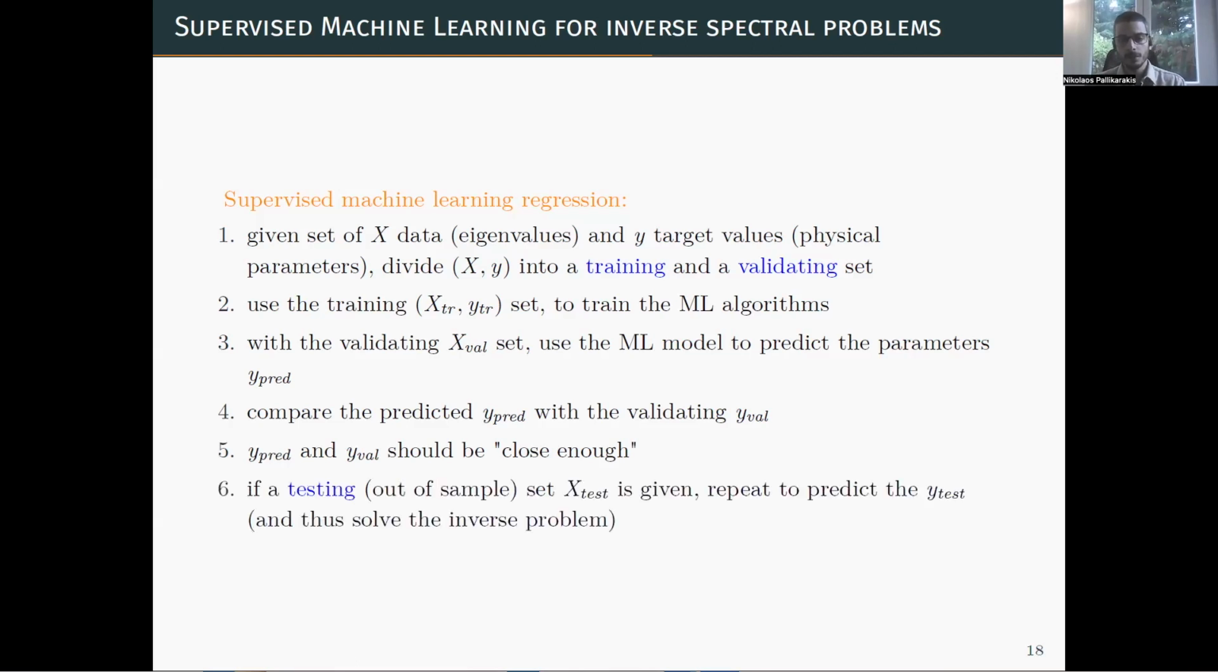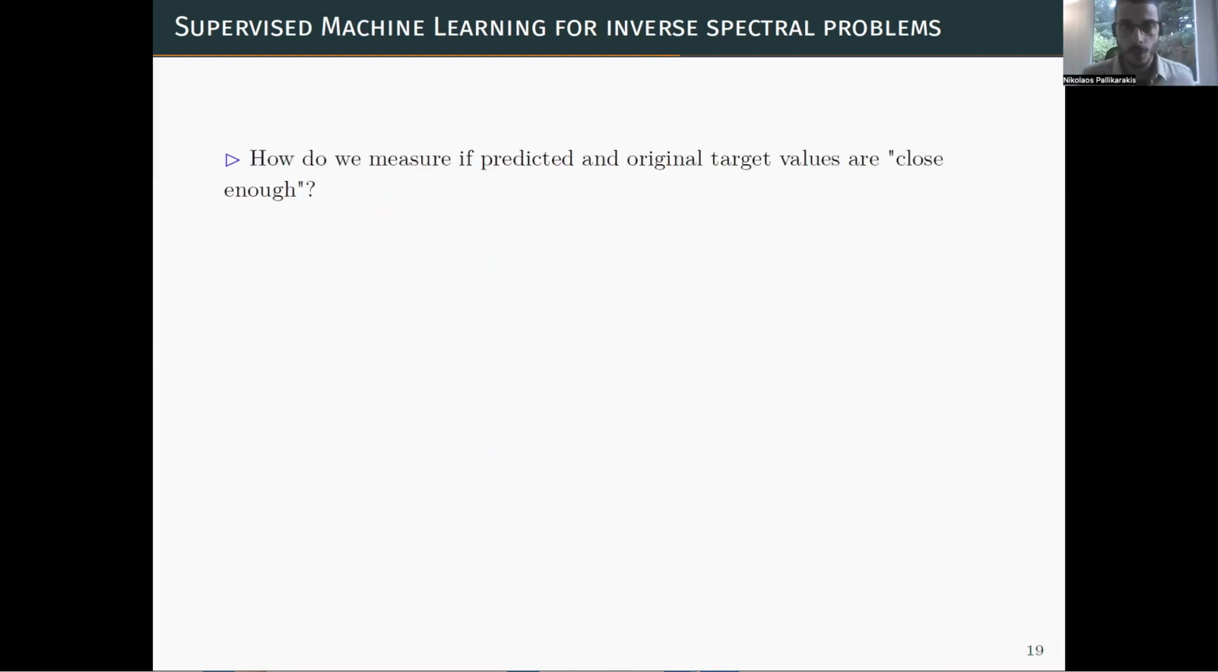And in the end, when we are also given a testing subset of eigenvalues, which are out of sample and might be of a different nature than the original training set, we repeat the procedure to predict the Y test and thus solve an inverse problem. So how do we measure if our predictions are close enough to the original target values?